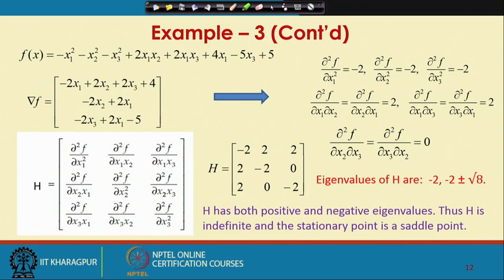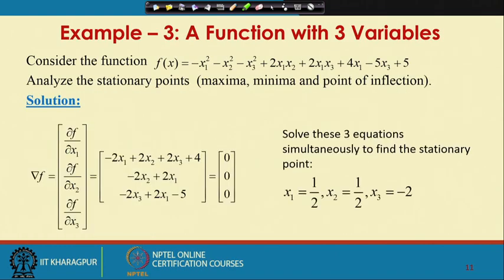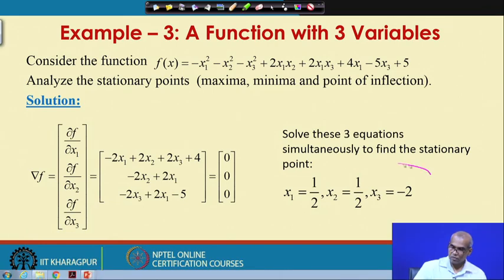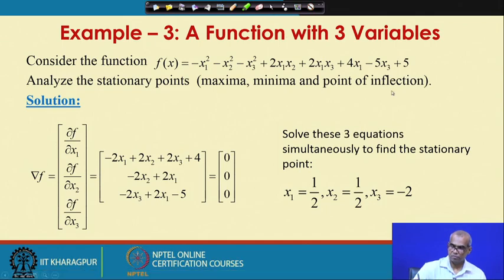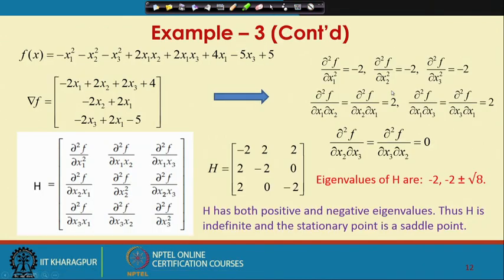So, the stationary point x equal to half, y equal to half and x 3 equal to minus 2. This stationary point is a saddle point, because the Hessian matrix is indefinite.